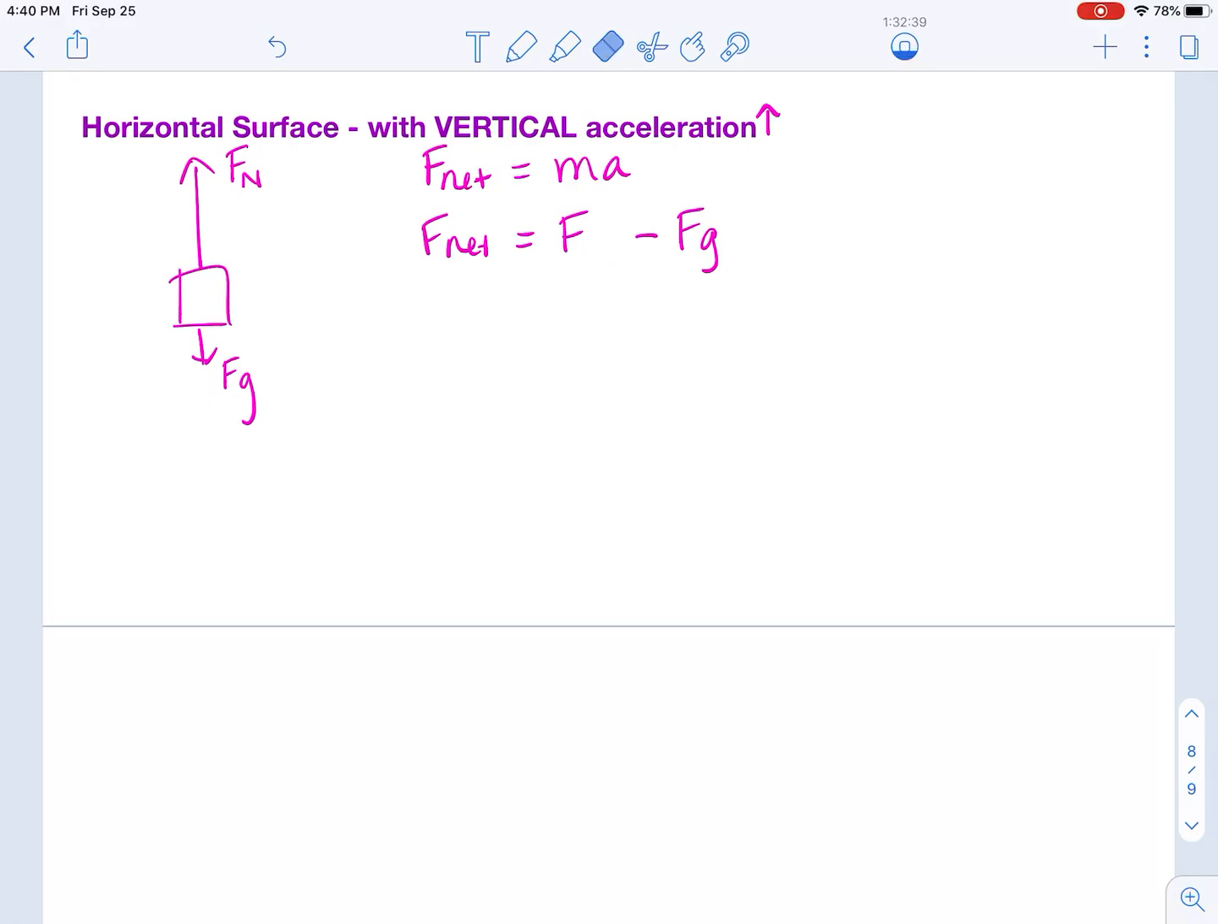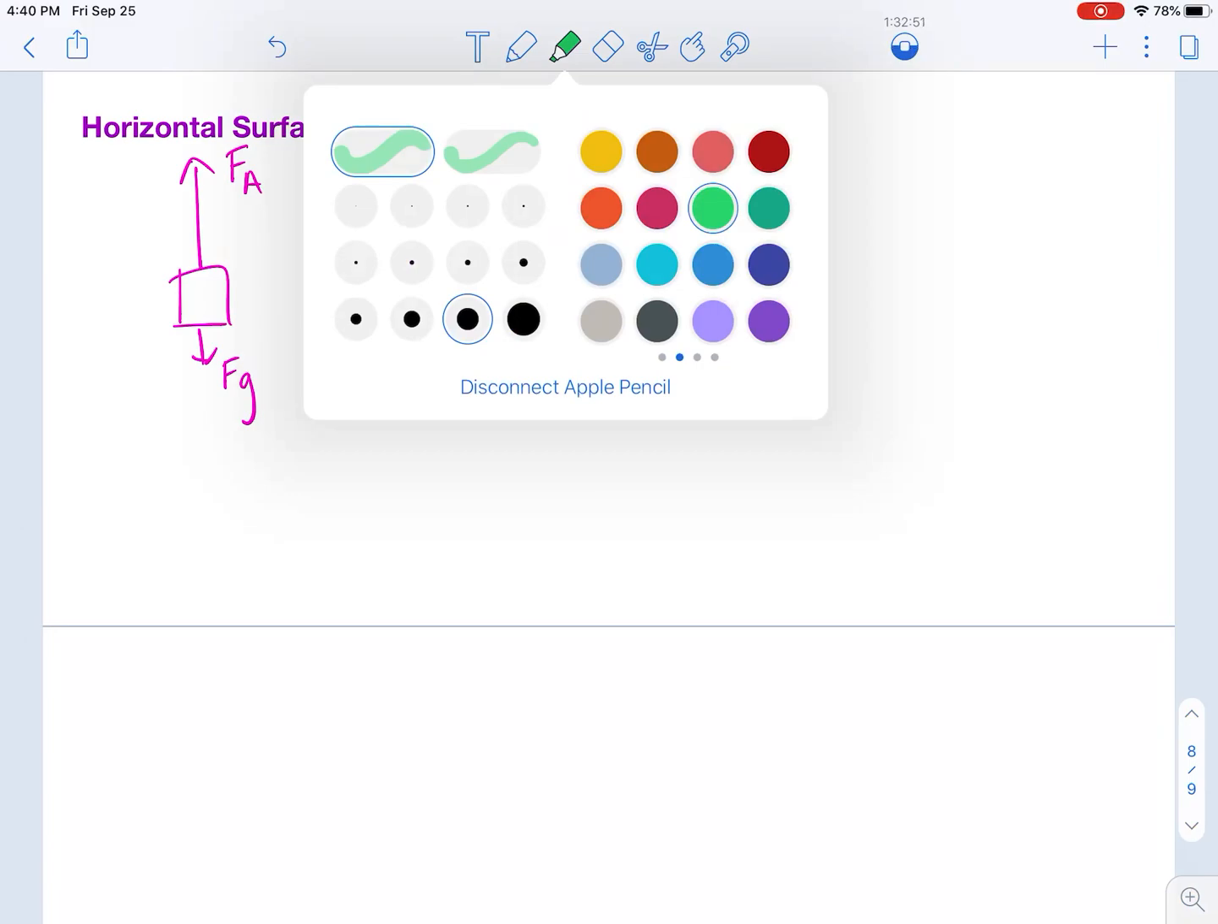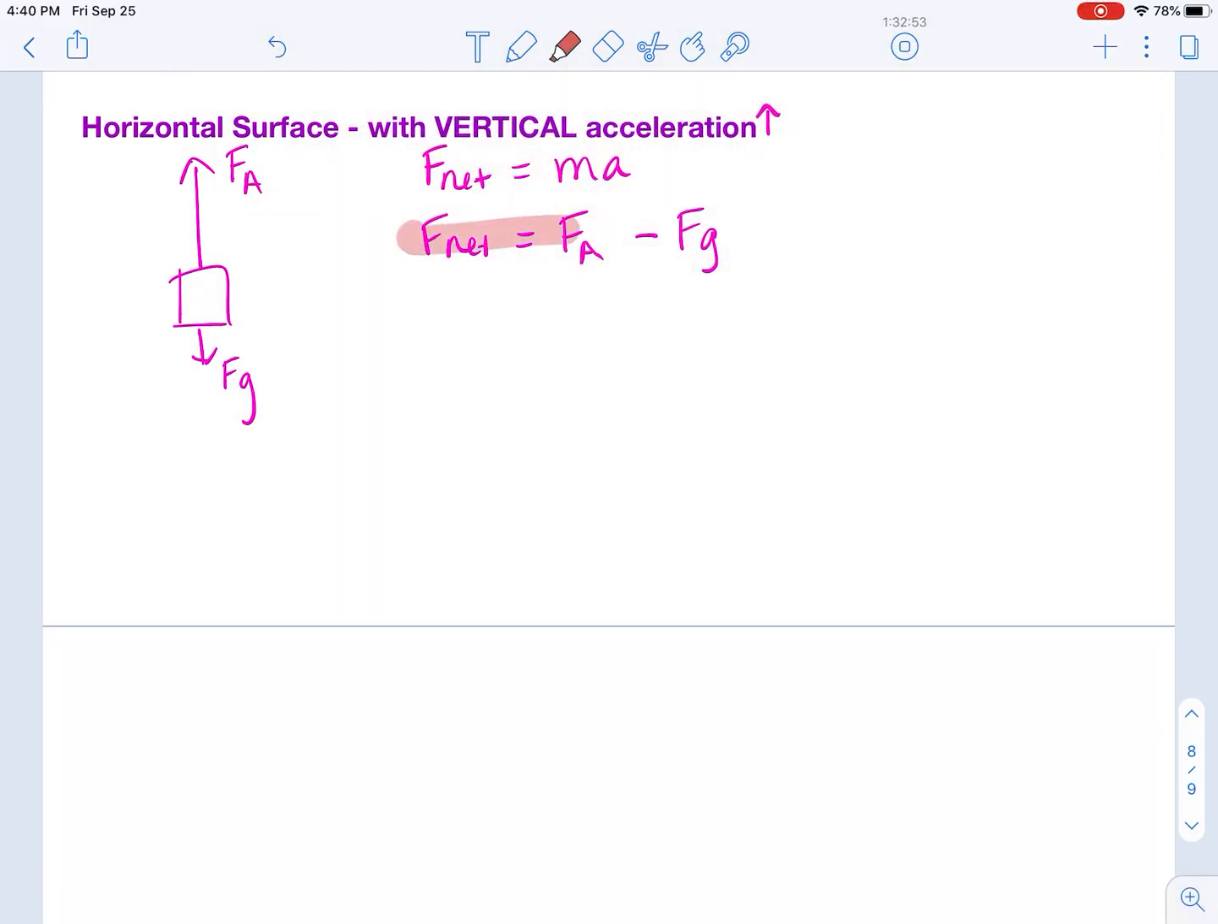I said it's not the normal, and I said the word normal, so I wrote in: this is an applied force. Sorry about that. So then this is how we've been writing it. This is the relationship that you need to know whenever you are trying to calculate for an accelerating object in the vertical direction.